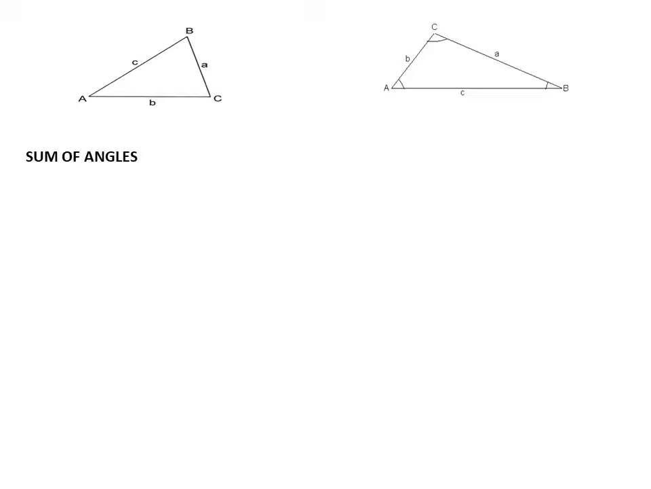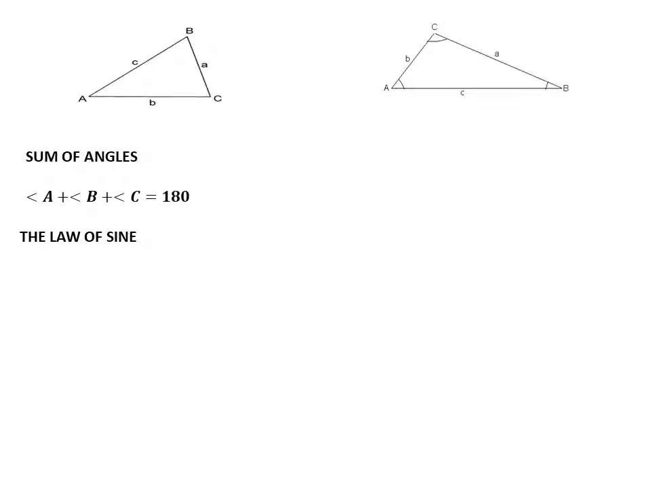Let us now talk about the sum of angle formula. And this is the formula that we use for the sum of angles formula. Angle A plus angle B plus angle C equals 180 degrees. Let us always remember that the sum of all angles of any given triangle is always equal to 180 degrees.